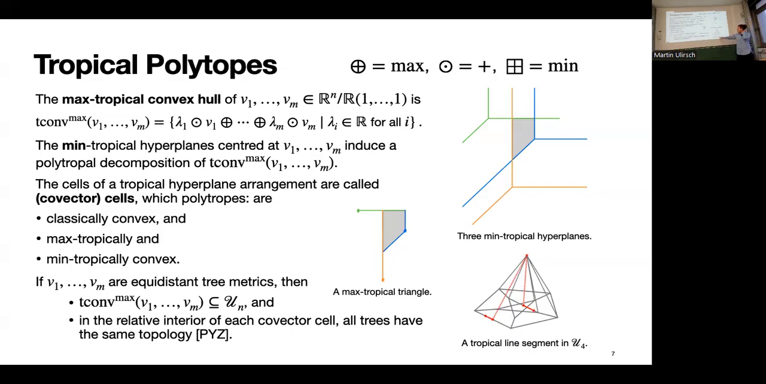So here's an example of a tropical line segment in the space of equidistant trees on 4 leaves. Each of the edges here that we saw in the previous graph is a 2-dimensional cone in the space. And you can see that this tropical line segment is a concatenation of classical line segments. Whenever you stay within one classical line segment, you're within one cone. So you can't cross the boundary of a cone without concatenating another line segment.